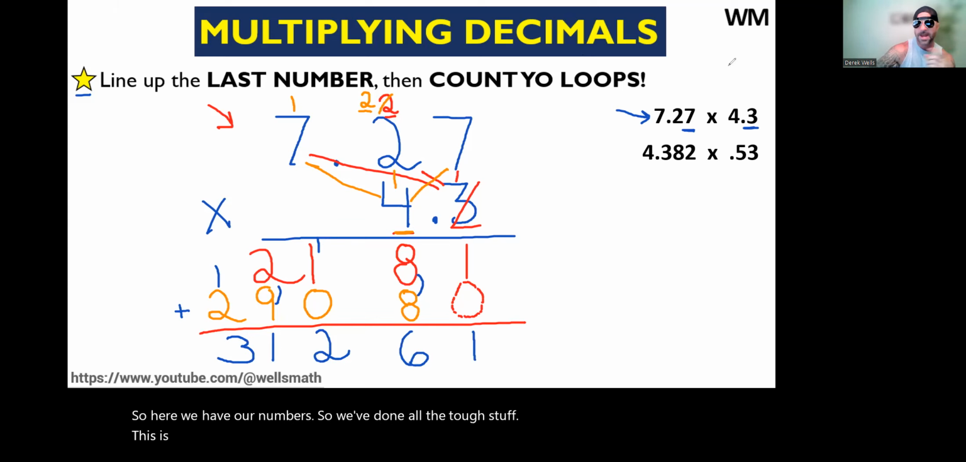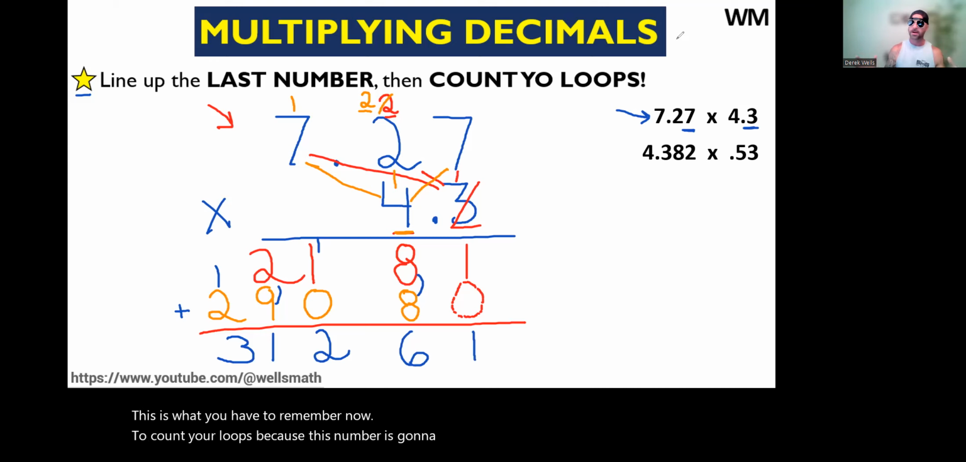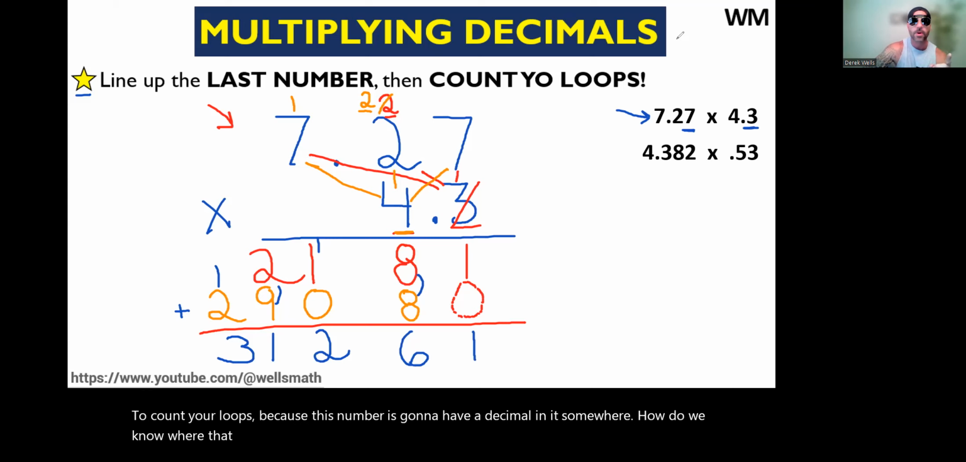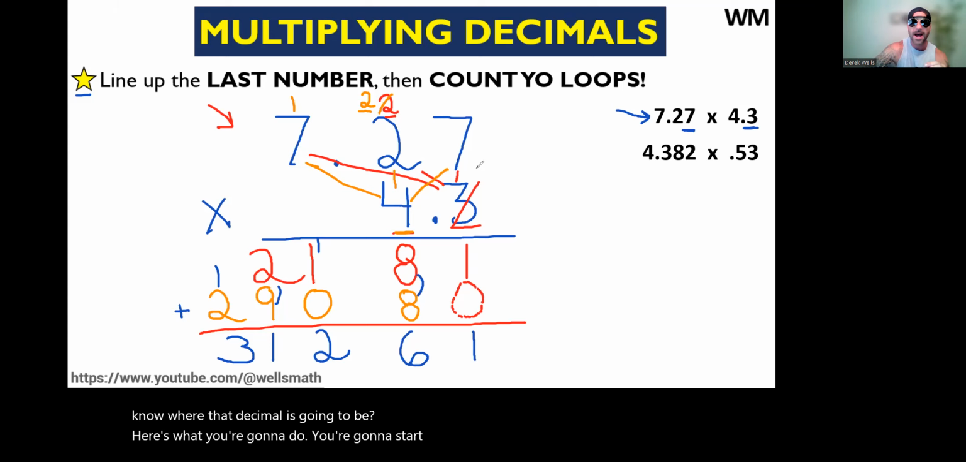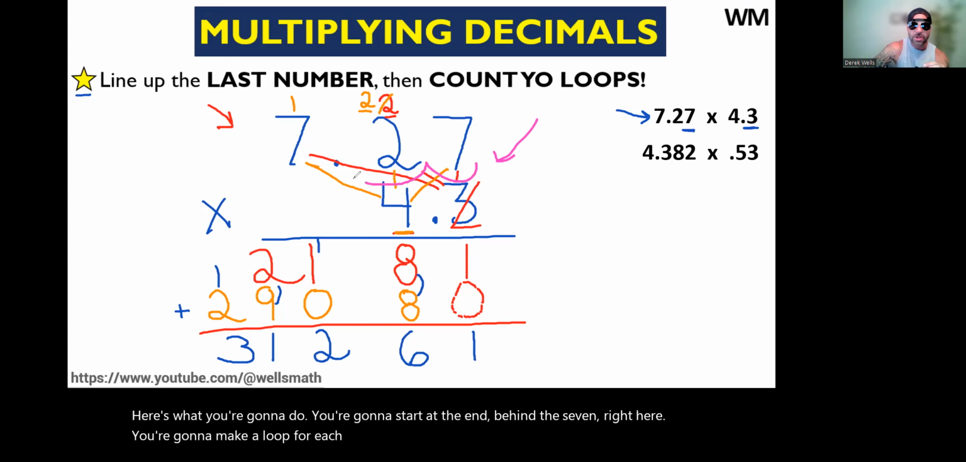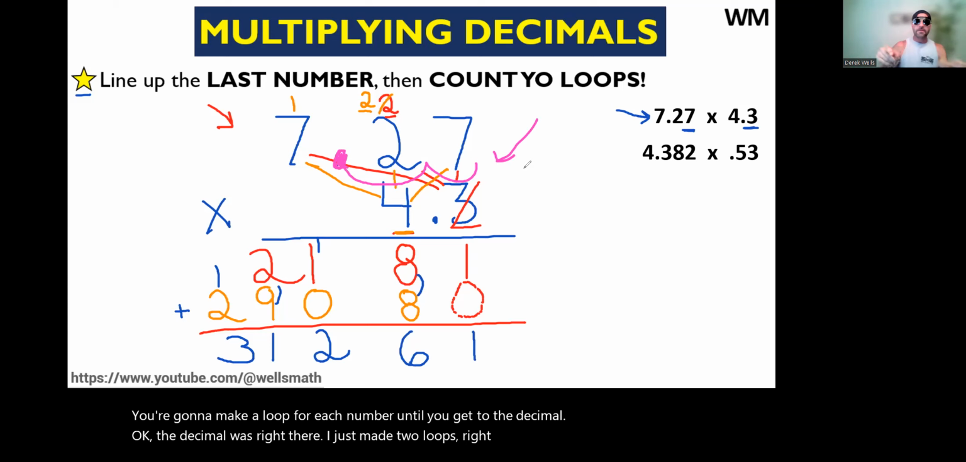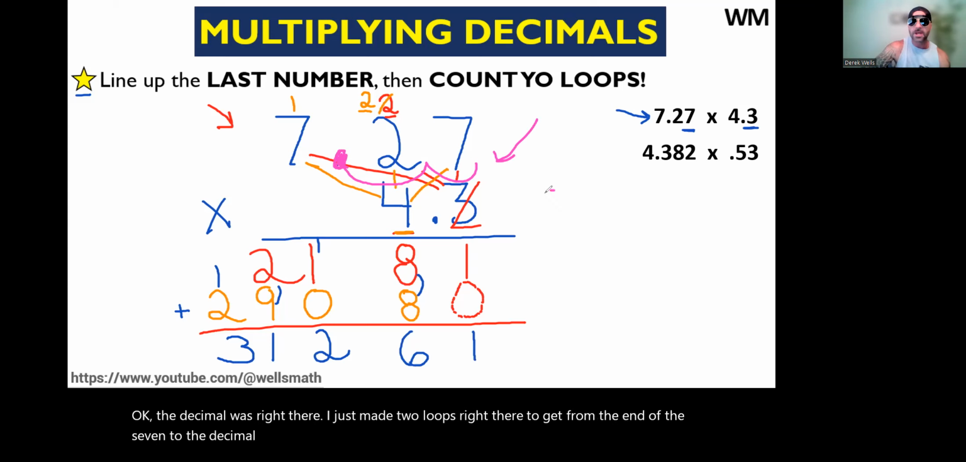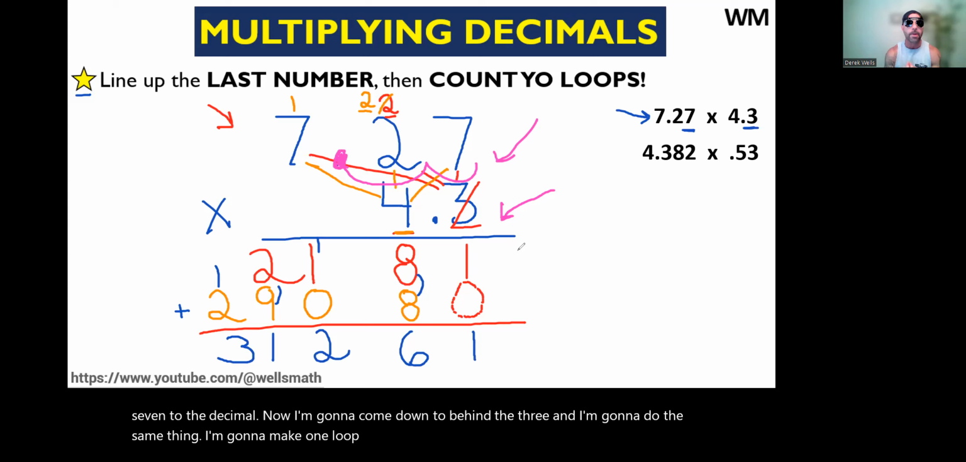This is what you have to remember now to count your loops, because this number is going to have a decimal in it somewhere. How do we know where that decimal is going to be? Here's what you're going to do. You're going to start at the end behind the 7 right here. You're going to make a loop for each number until you get to the decimal. Okay, the decimal was right there. I just made 2 loops right there to get from the end of the 7 to the decimal. Now I'm going to come down to behind the 3 and do the same thing. I'm going to make 1 loop per number until I get to the decimal, which is like the stop sign.